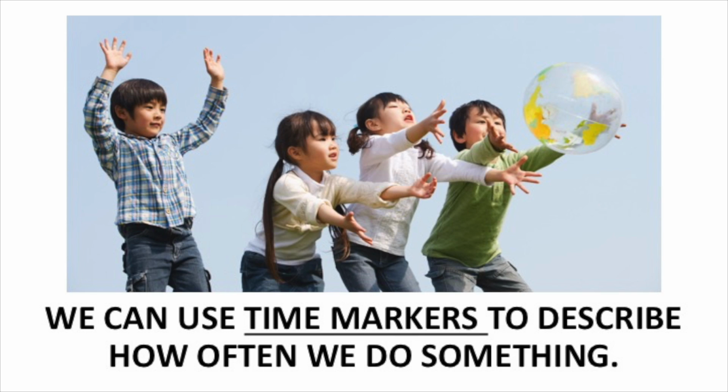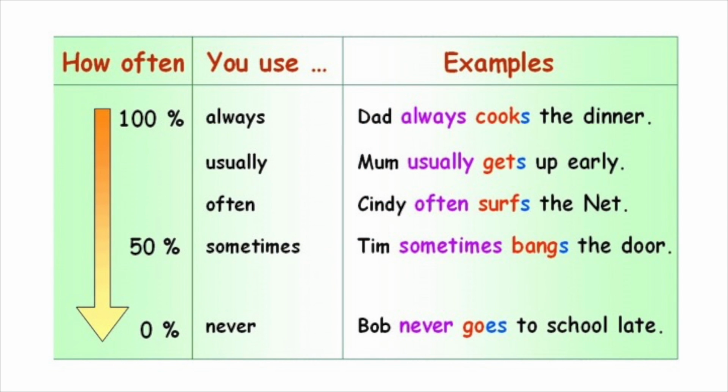Now, the different type of time markers are words you've probably heard already. And now we look at how we use them to describe how often we do something. So, first word, for something we do all the time, we can say always. Like, Dad always cooks the dinner. The dinner, yes. Always here is the time marker because Dad cooks all the time. We can say always.